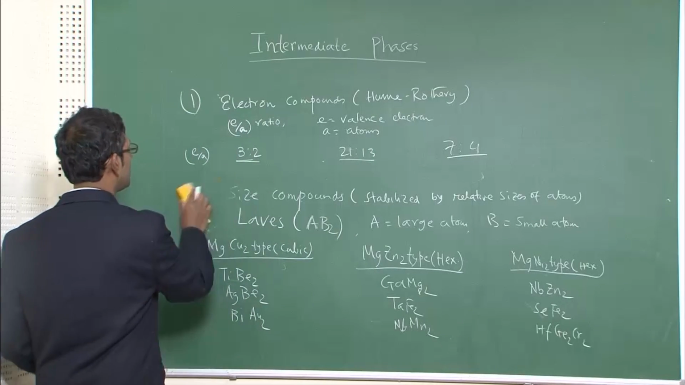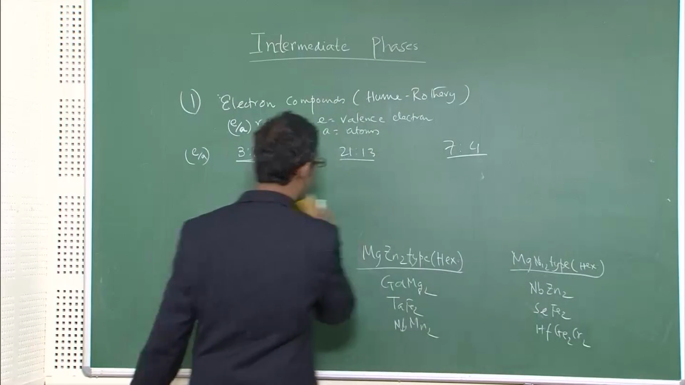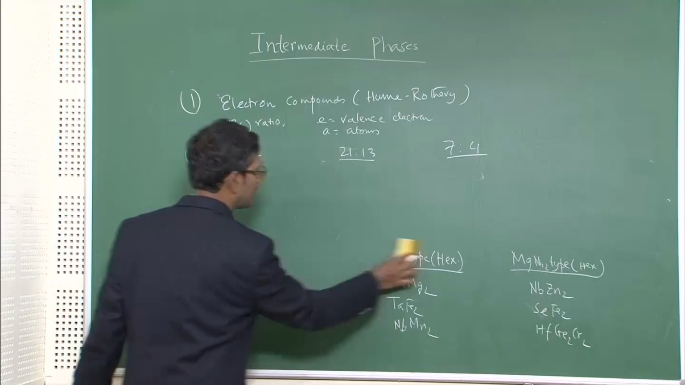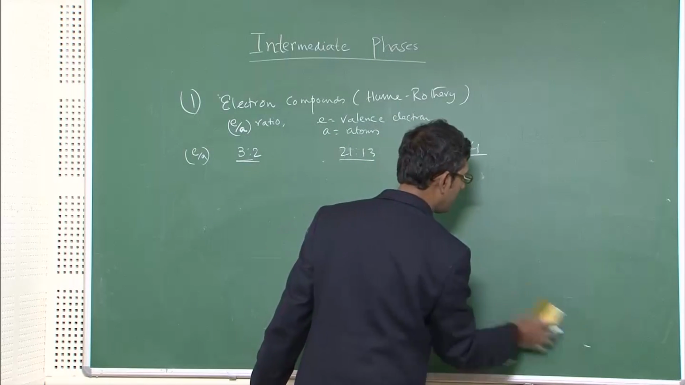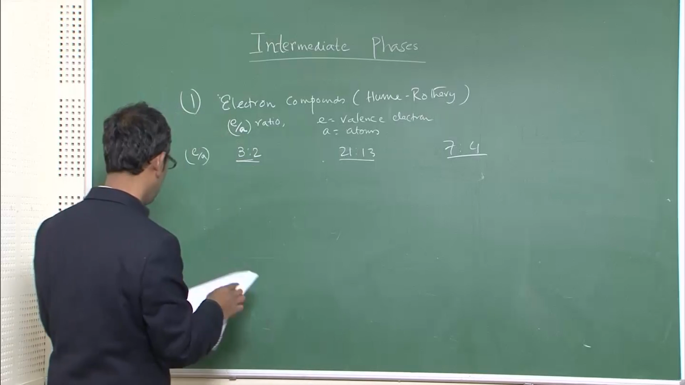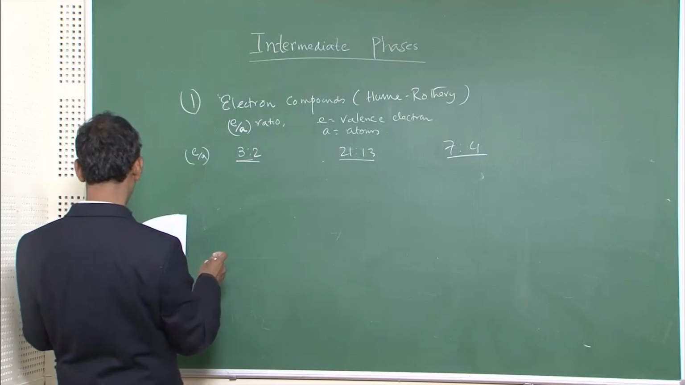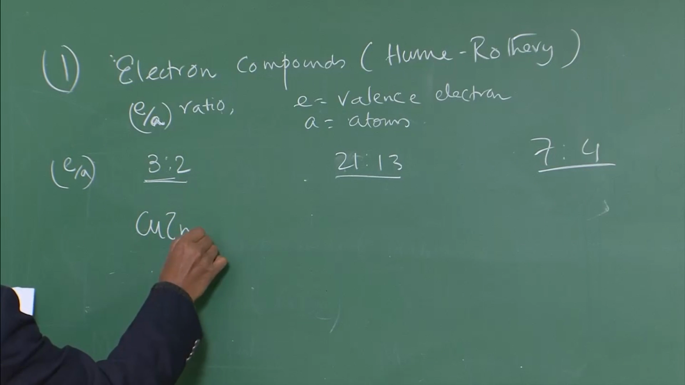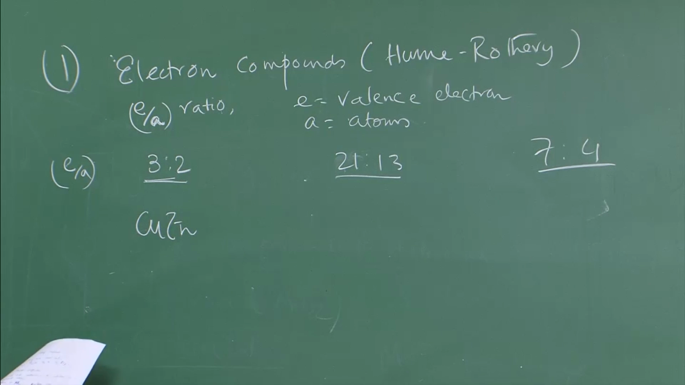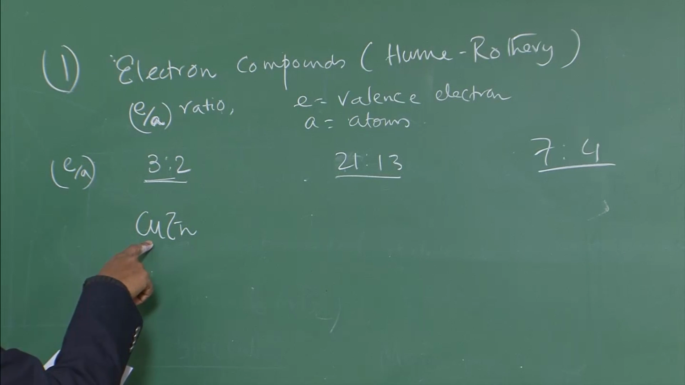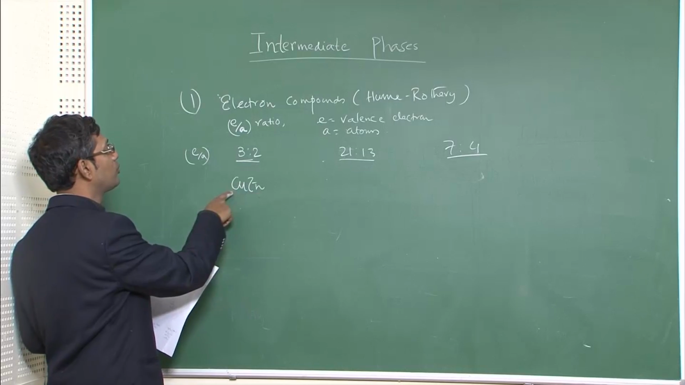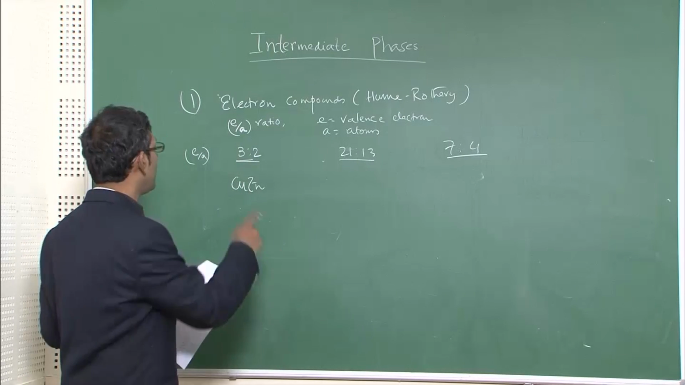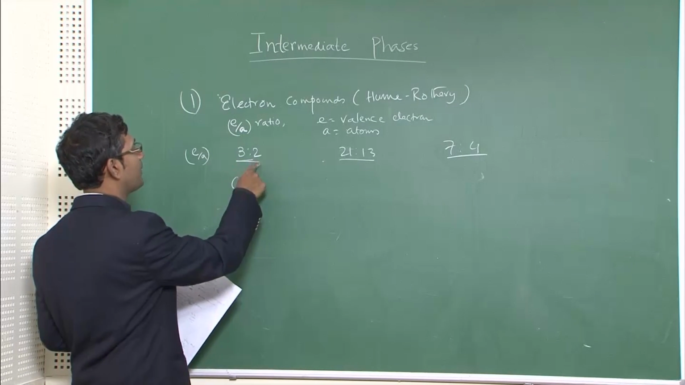Let us see some examples, which will make it clear. The first example is copper zinc. How is it 3/2? There are 2 atoms. Copper has 1 electron in the outer shell, zinc has 2 electrons in the outer shell, so 1 plus 2 is 3, and there are 2 atoms, so it becomes 3/2.